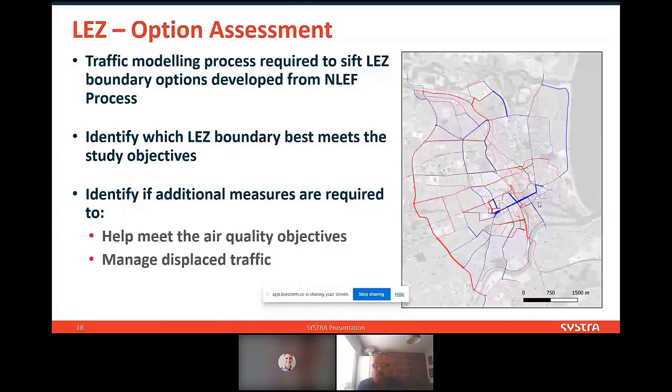But what the model is also able to identify is if other measures are required to help meet the air quality objectives. Is the LEZ alone enough to meet the air quality objectives? But also, are any other measures required to manage traffic that's just been displaced from the city centre?